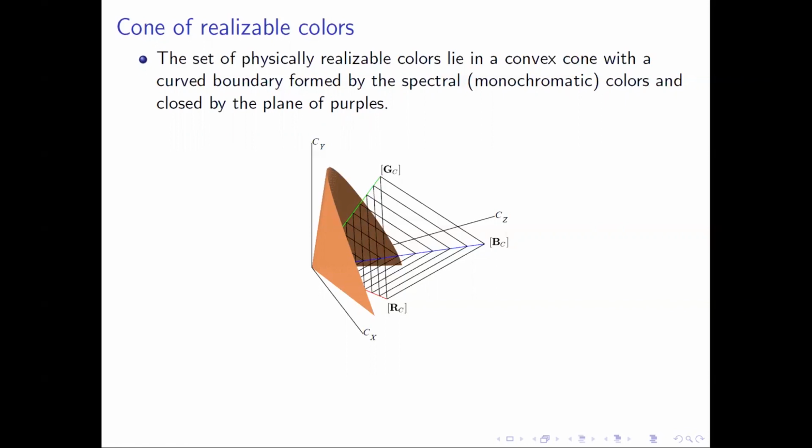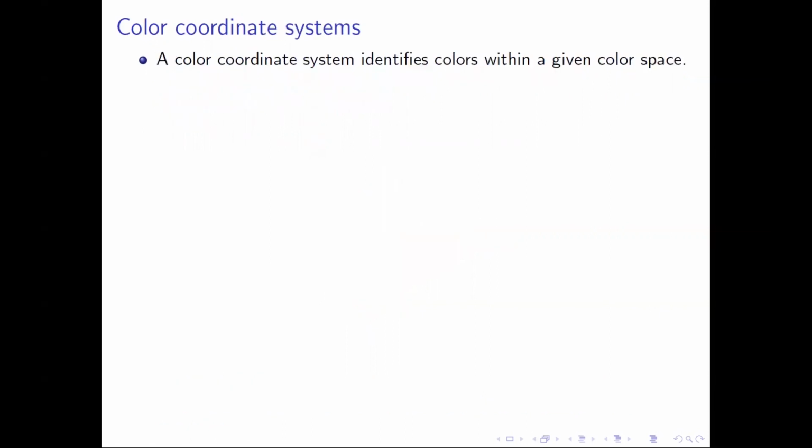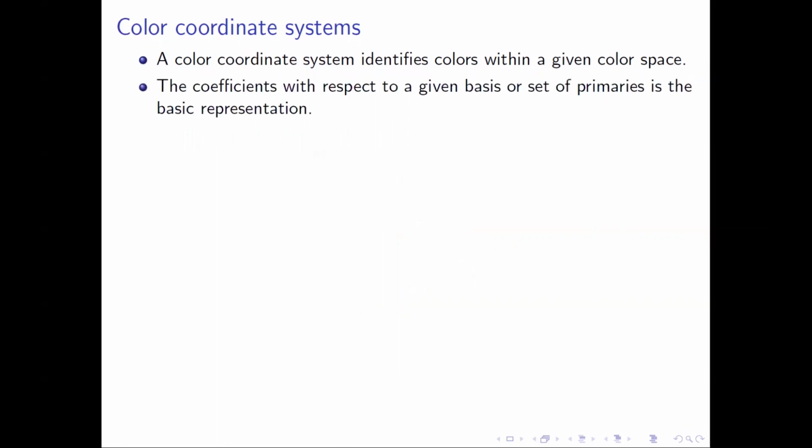The usual display primaries are red, green, and blue. Any colors that are synthesized as a positive linear combination of these primaries lie in a cone with a triangular cross section. Color coordinates are used to identify specific colors within the color space. The basic representation is given by tristimulus values with respect to a given set of primaries.